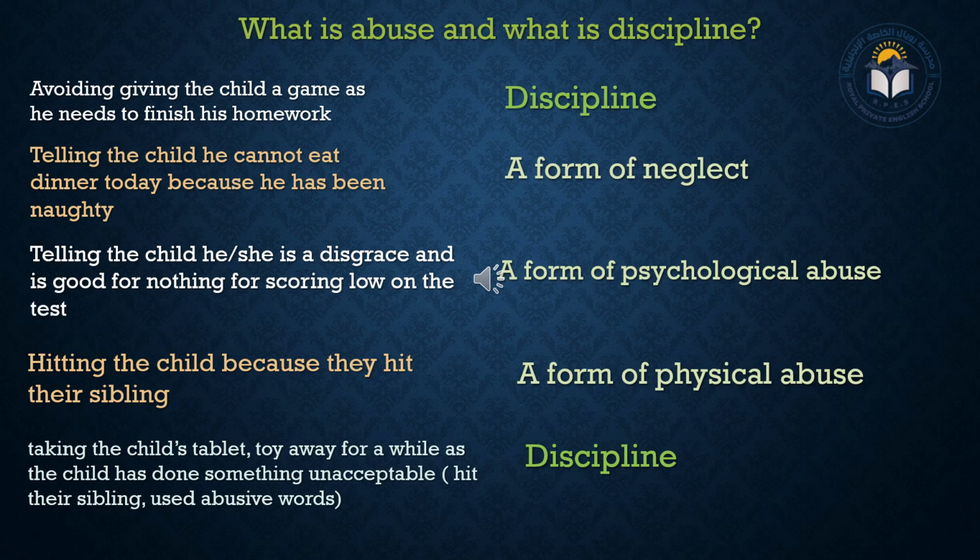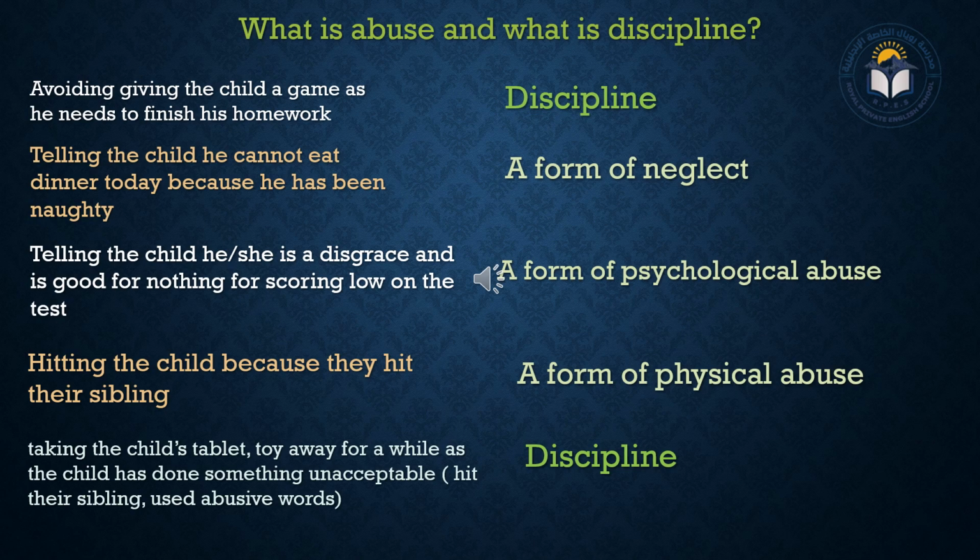What is abuse and what is discipline? Avoiding giving the child a game as he needs to finish his homework. This is discipline. Telling the child he cannot eat dinner today because he has been naughty. This is a form of neglect. Telling the child she is a disgrace and is good for nothing for scoring low on the test. This is a form of psychological abuse.